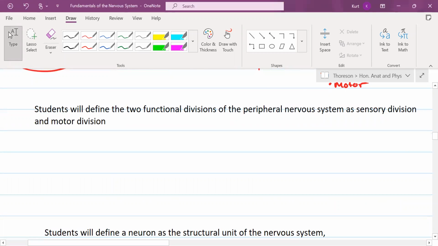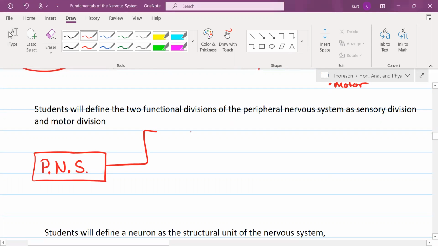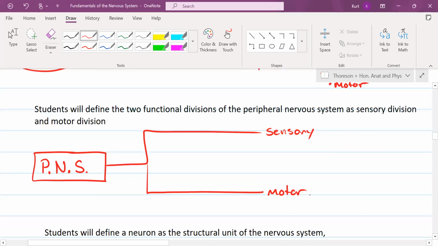Students will define the two functional divisions of the peripheral nervous system as sensory division and motor division, okay? So here's the peripheral nervous system. It has two divisions, sensory and motor. Tell me what the interaction is between the sensory branch and a stimulus. And you can't use the word sense. Lance, I was hoping someone would say detects. It detects a stimulus.